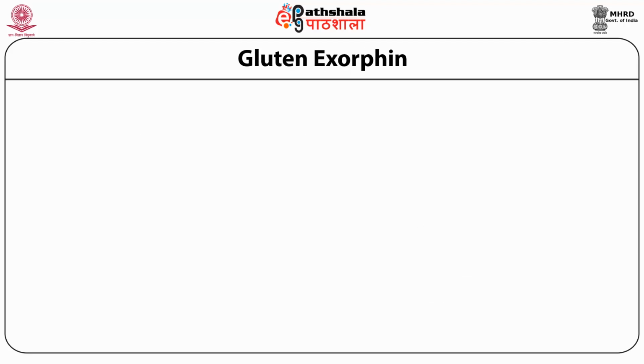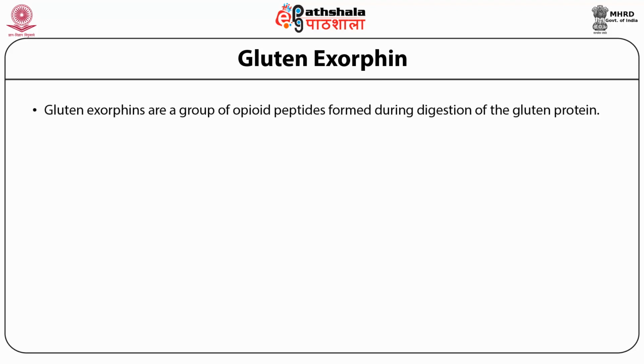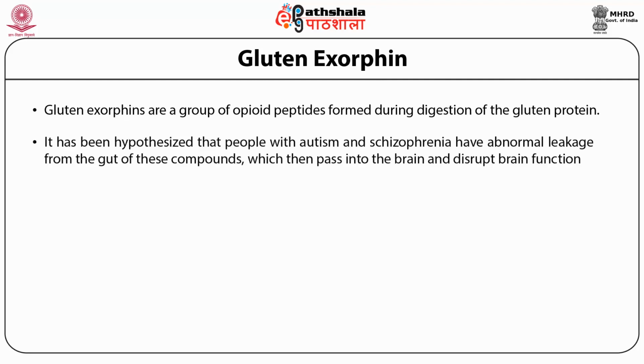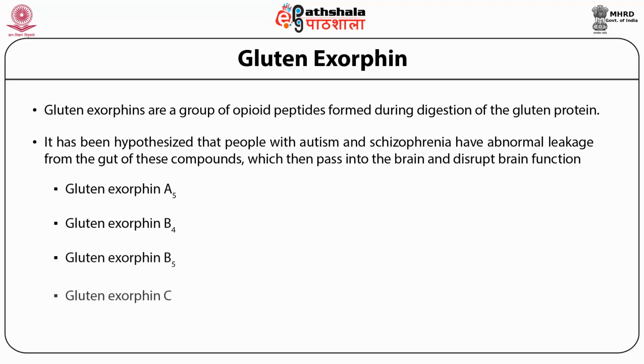Gluten Exorphin. It is again a class of opioid food peptide formed during the digestion of the gluten protein. So it is formed in the body, and it has been hypothesized that people with autism and schizophrenia have abnormal leakage from the gut of these compounds. When these compounds leak from the gut, they contribute to problems such as autism and schizophrenia. So that means this peptide is having an effect on autism and schizophrenia. Again, gluten exorphin is of 4 types, gluten exorphin A5, B4, B5 and C.